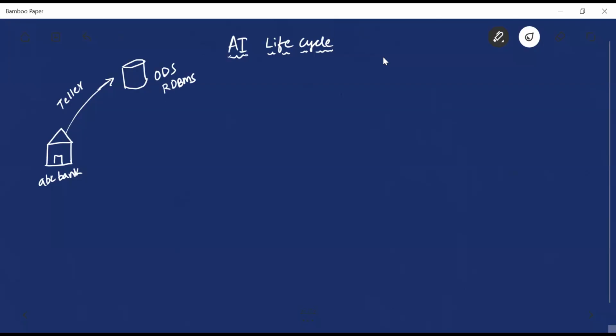And if somebody wanted to understand how this bank is performing, right? So how is this bank performing? Then they have employed some analysts who run SQL queries.